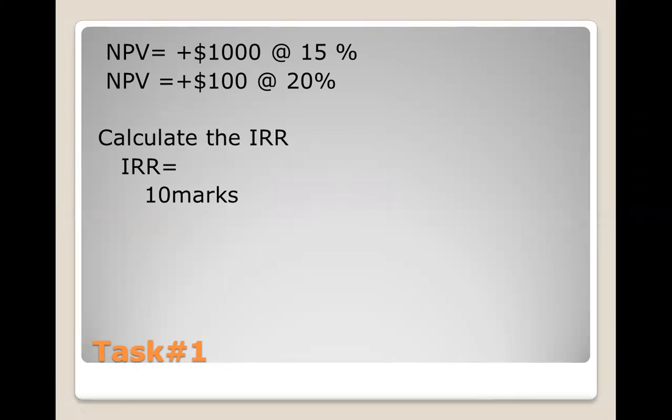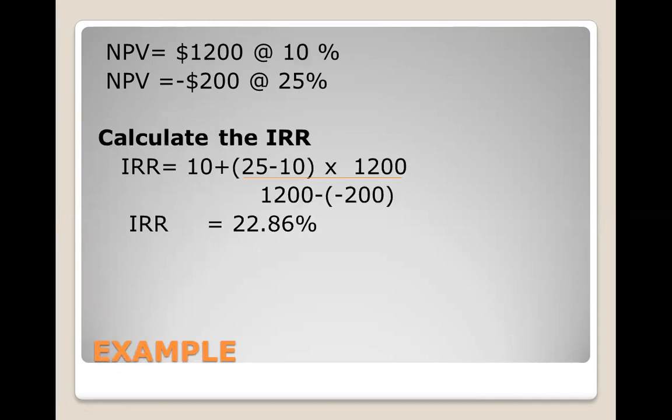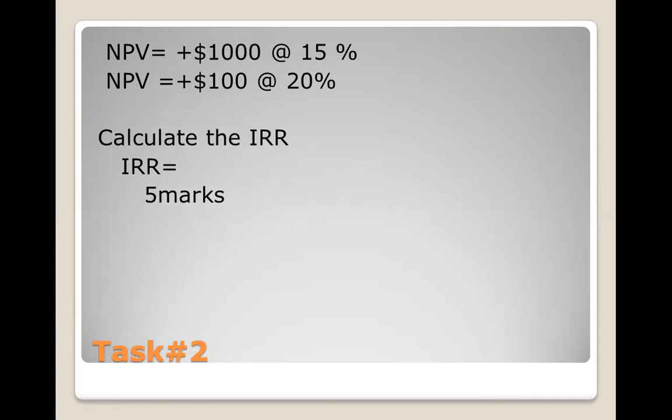In this example, we have got task number 1, where all the values are giving us positive NPVs. Then they ask you to calculate what? You're expected to calculate the internal rate of return. Can you do this? I'll give you 5 minutes.